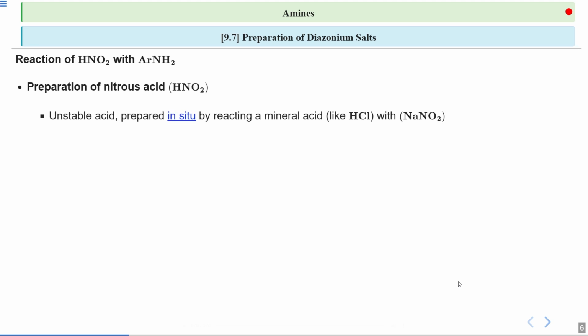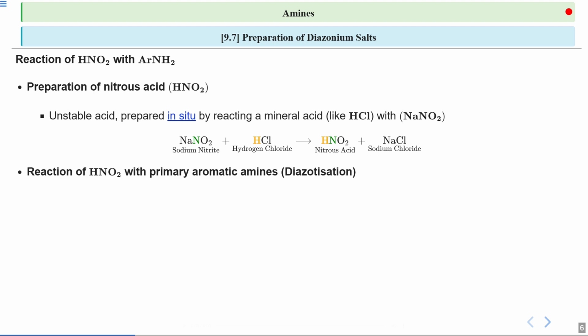So to prepare nitrous acid, we react a mineral acid like hydrochloric acid with sodium nitrite, which is NaNO2. This is a common laboratory method because both the reactants are stable as well as easy to handle. If you look at this reaction, we have sodium nitrite, NaNO2. When this reacts with HCl, it gives us nitrous acid, which is HNO2, and sodium chloride, which is NaCl.